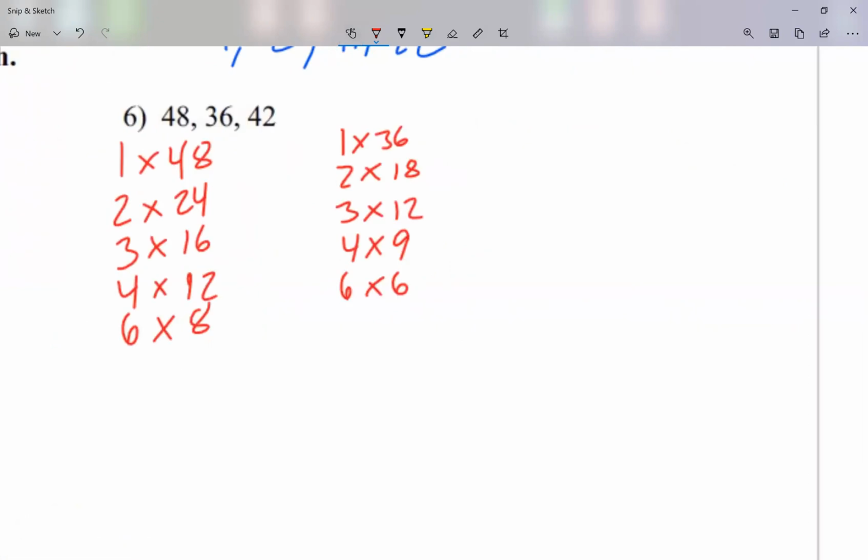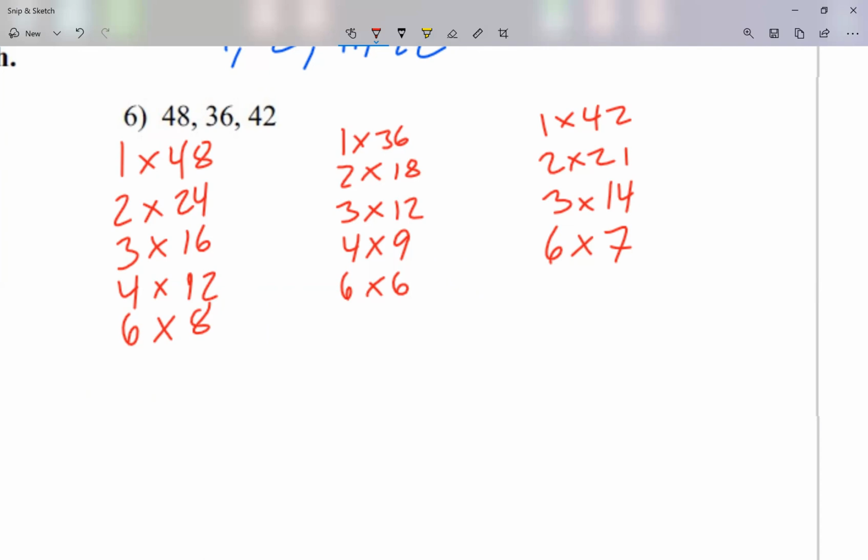Okay, so now 42. Okay, so I'm going to go 1 times 42. 2 times 21. Does 3 work? I can even use my calculator if I need to. 42 divided by 3 gives me 14. All right, so that means 3 times 14. How about 4? Does 4 work? I go 42 divided by 4. I get a decimal, so nope, it doesn't work. How about 5? No, it doesn't work. How about 6? Yeah, I get 6 times 7. After 6, my next number is 7, but it's already on my list.